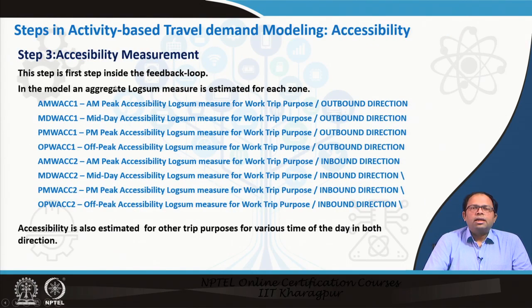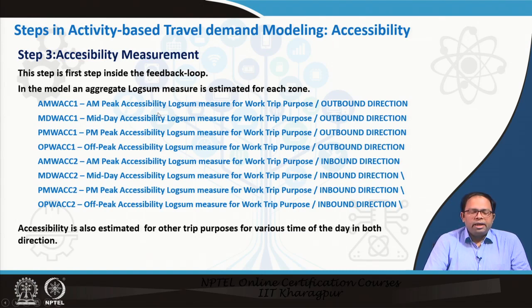Once we have done that, the next step is to determine accessibility. Again, accessibility could be done in different ways. We determine accessibility for different kinds of trip purposes and for various times of the day and in both directions. That means accessibility will vary depending on direction, which is understood because the zone changes, and it will vary as per the trip purposes and also for different times of the day.